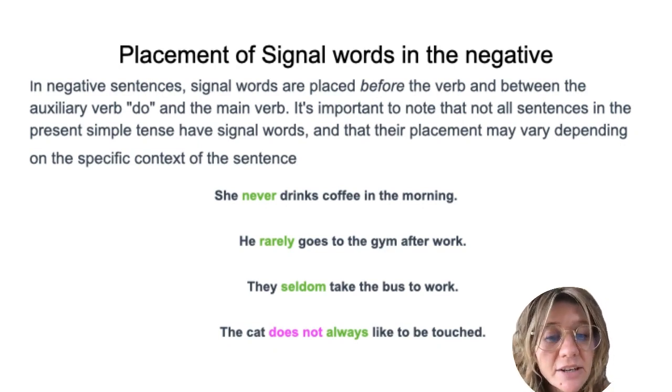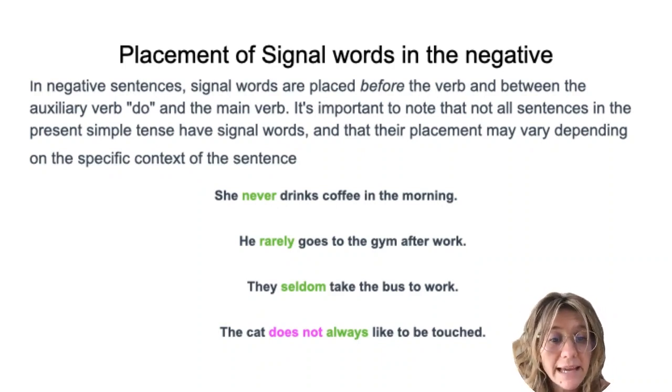And noticing here, does not and always are next to each other. We have, of course, the auxiliary verb after the subject, before the main verb, like here. And we have does not and always next to each other. Does not sits before the signal word always. Okay.